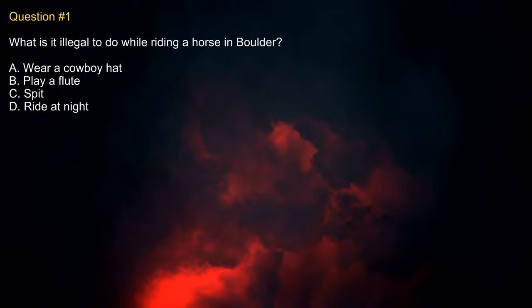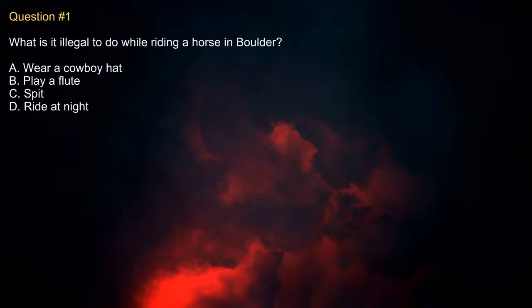Well, I actually studied Colorado laws today, and one of the laws was that it's illegal to mutilate a rock or a boulder in the state. So, you know what? I would agree. I guess I'm going to go with B.